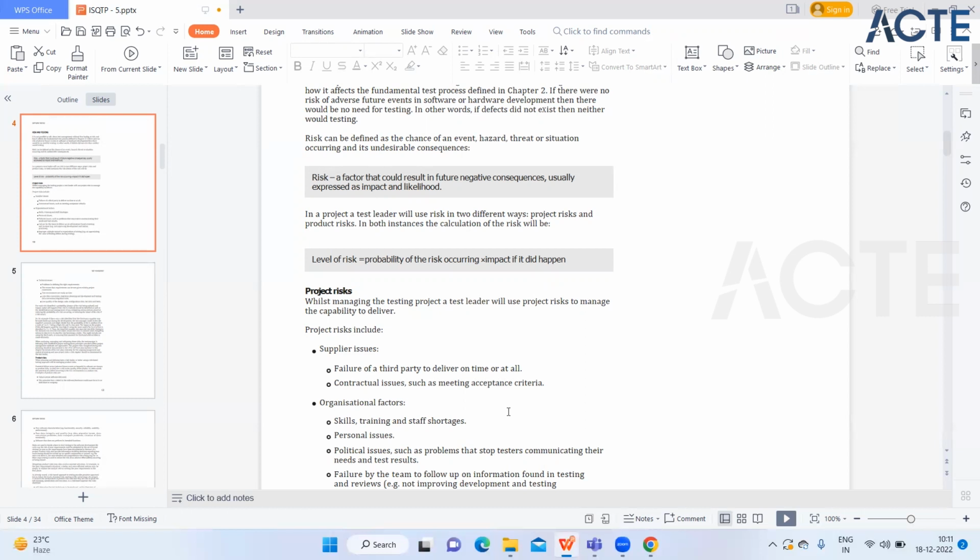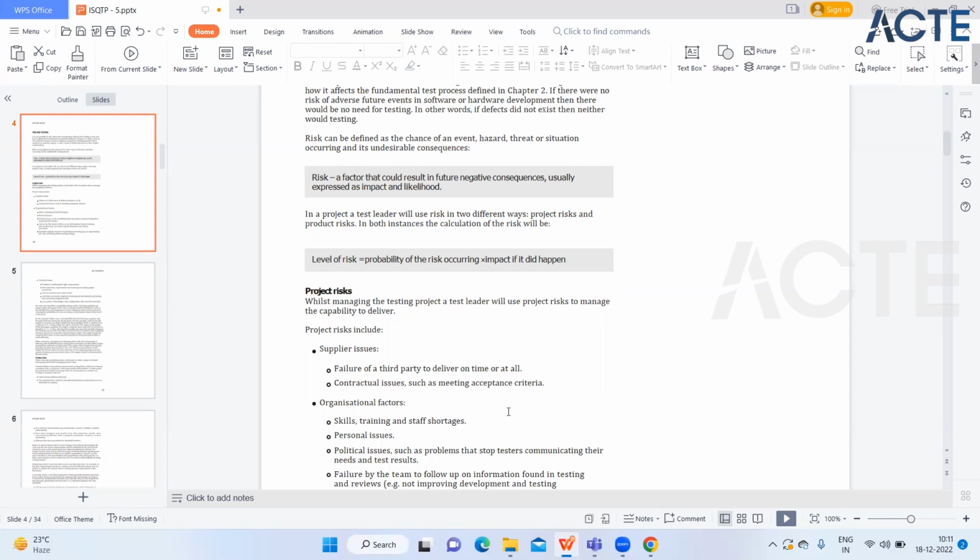Now, contractual issues such as meeting acceptance criteria. So it's like whenever they are making the contracts, maybe the acceptance criteria is not matching. They have defined a particular acceptance criteria, but when we are conducting the meetings, we are not actually focusing on what the acceptance criteria of that meeting is, rather we are just discussing our own way. So this is also a kind of supplier issue.